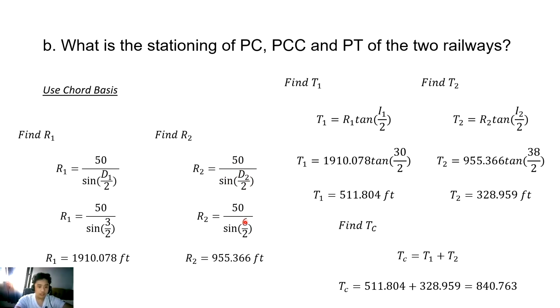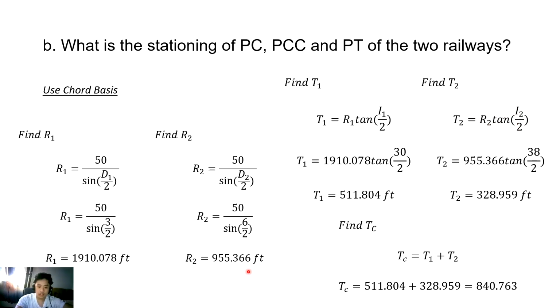Para naman sa R2, we're going to use 50 over sine D2 over 2. Same din sa formula kanina. So, substitute natin yung D2. So, makukuha natin yung 955.366 if ma-substitute natin yung D2 dito. So, 6 degree kasi yung dito natin. So, para naman sa T1, we're going to use the formula R1 times tangent I1 over 2. So, ang R1 natin ay 1,910.078 tangent 30 degree over 2. So, ang T1 natin ay 511.804 feet.